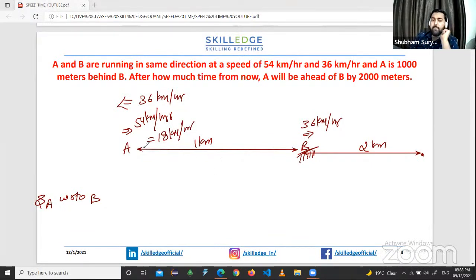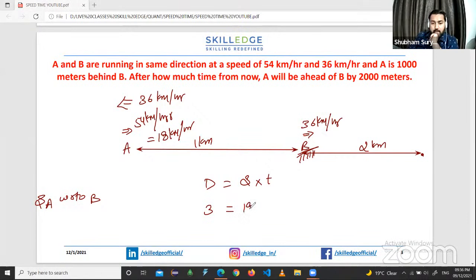The person A will be moving towards the person B at 18 kilometers an hour, and he has to reach B, and he also has to move 2 kilometers ahead of B. So the total distance is equal to speed into time. The total distance that the person A has to cover is first 1 kilometer till the person B, and then he has to also move 2 kilometers ahead of B. It means total distance has to be 3 kilometers.